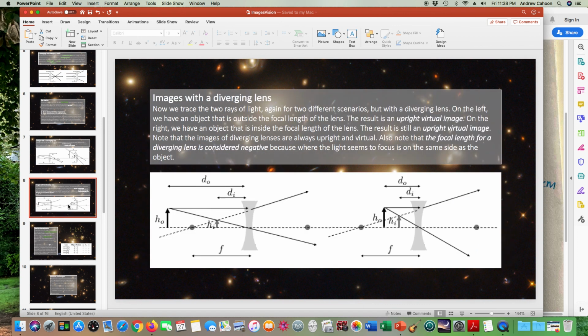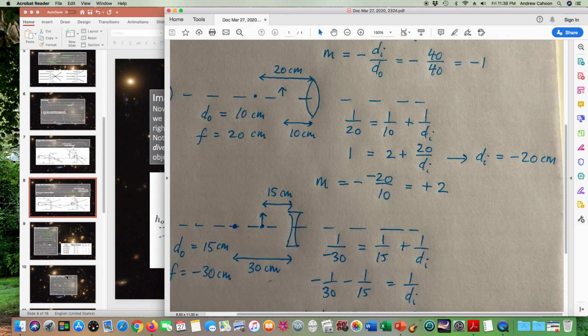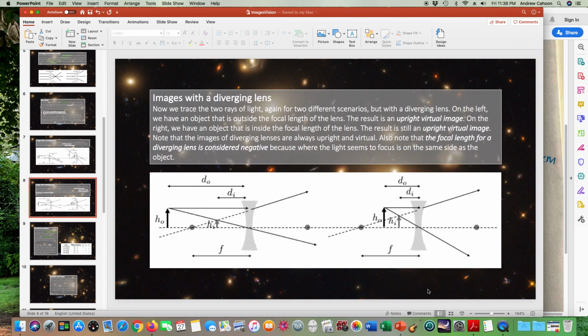Okay, on to the last one. Now we have a diverging lens, and we only have one scenario here for the diverging lens, so let's see which one it is. Oops, wrong page, this one. Okay, diverging lens, 15 centimeters in front of a diverging lens with a minus 30 centimeter focal length. So it's 15 centimeters, 30 centimeters, so it's within the focal length. We're in this scenario. So focal point's here, the object is inside.